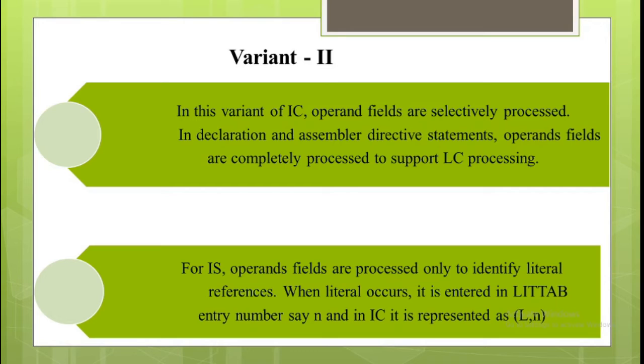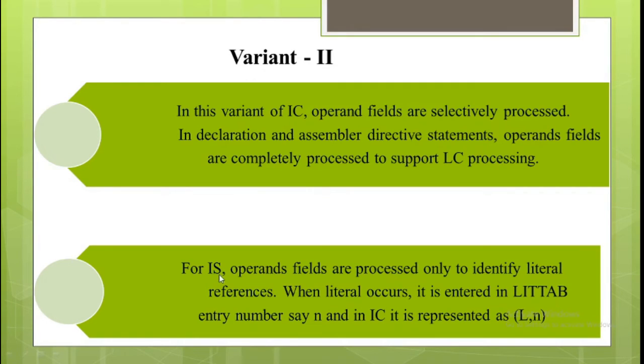Now we will discuss variant 2. In this variant of the intermediate code, the operand fields are selectively processed. In declaration and assembler directive statements, operand fields are completely processed to support the location counter processing.